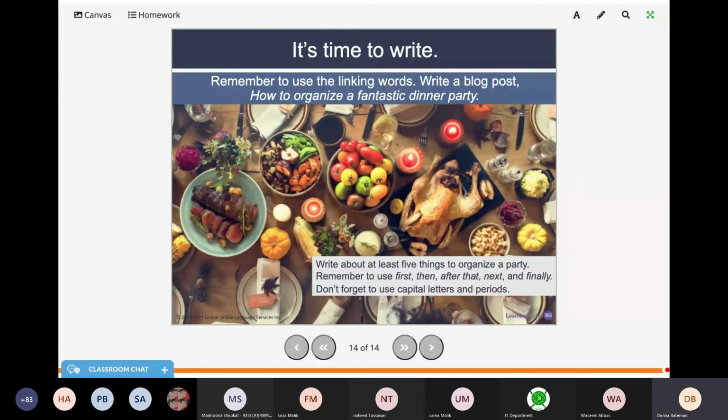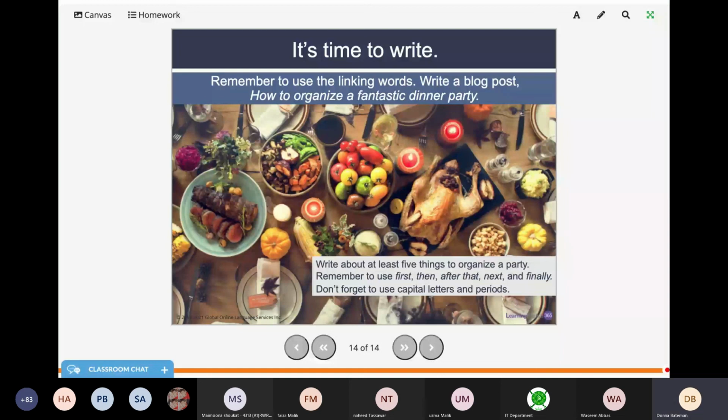In how to do this, I would suggest that you first of all think about your top 5 ideas. What are your 5 ideas about how to organise a party? What are the things that you really need to think about? And then think about the order that you will put them in. So which is first, which is then, which is after that. So put your ideas with the linking words. That gives you an outline structure to your piece of writing.